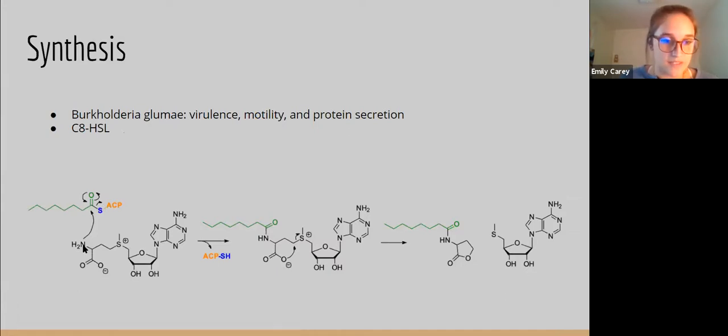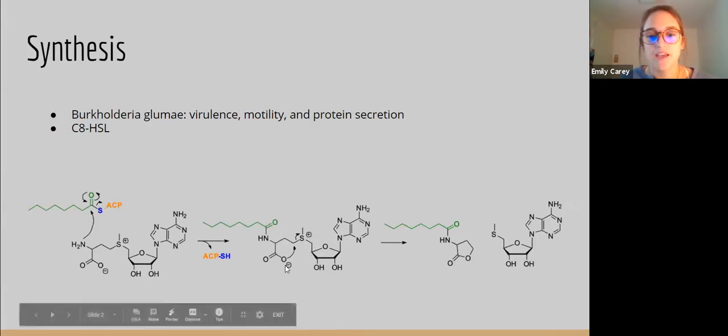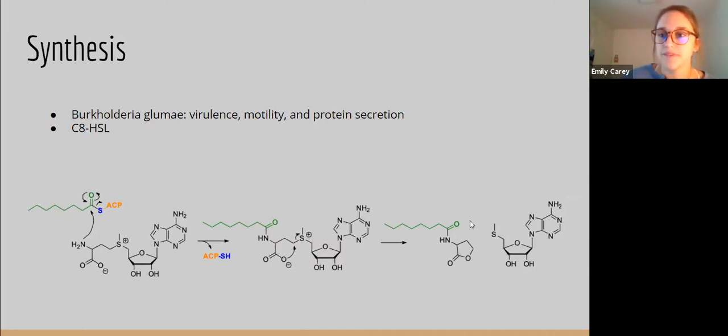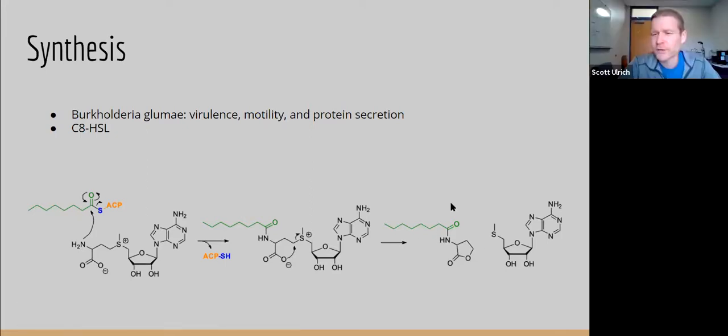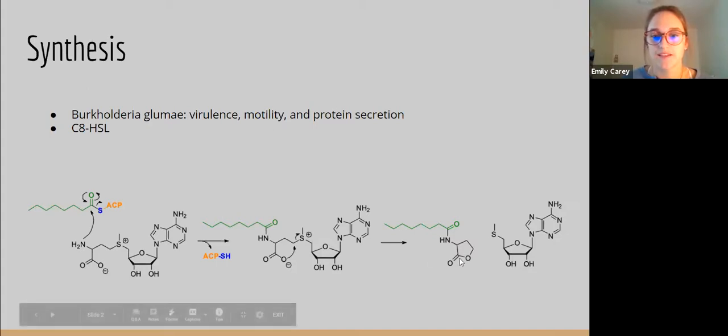The lone pair on the nitrogen here is going to attack this carbonyl, go up and around, and the ACP leaves. Then we have this intermediate step and ring closing action that's going to help us form the MTA and our C8HSL. That probably looks familiar, right? It's the same as from the last paper. Yeah, this is the one that Nya and Lindsay talked about last week.